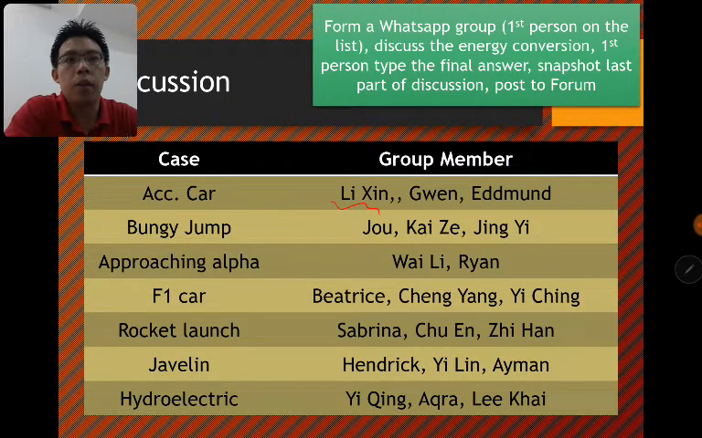Okay, so you need to type the final answer in the forum, and then you need to snapshot your WhatsApp discussion after you type the answer. Okay, so two things from each group. Yeah, so these cases here: accelerating car, a bungee jump, an approaching alpha particle, an F1 car, rocket launching, throwing a javelin, and hydroelectric. So you look for your group, and the first person will contact you. All right, so that will be the assignment for this topic.